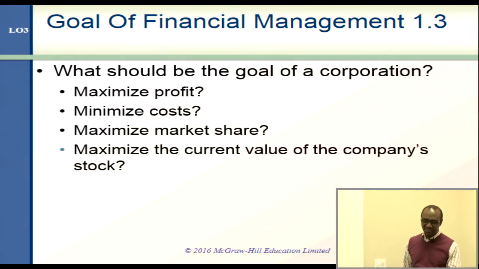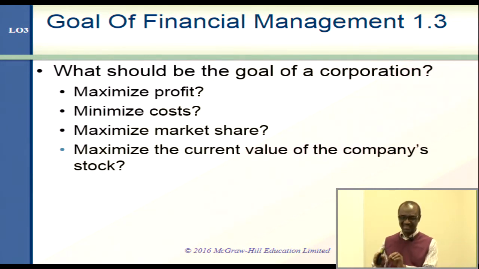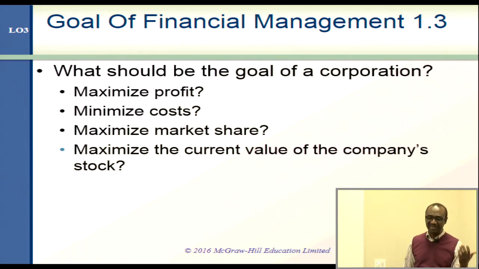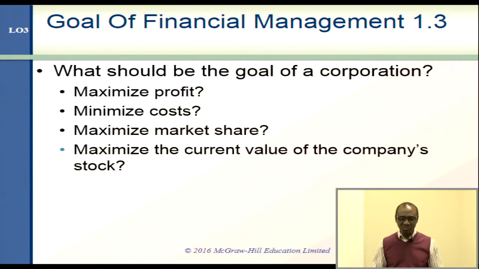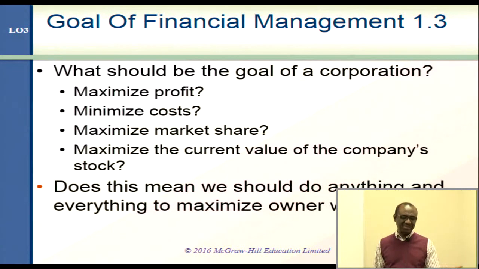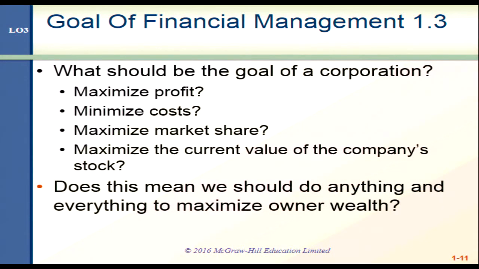Equally, we need to maximize the current value of the stocks. So the price is what this one is targeting. By doing everything ethically right, we're able to achieve all this. However, one question which one then asks is, does it mean that we have to do anything and everything to maximize shareholders' wealth? That's the key question here, which has to do with ethics.